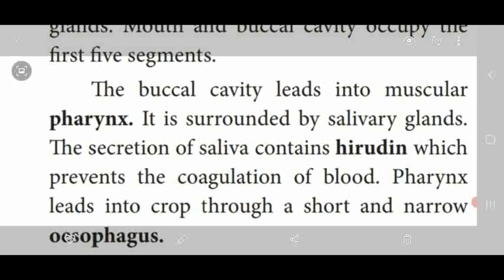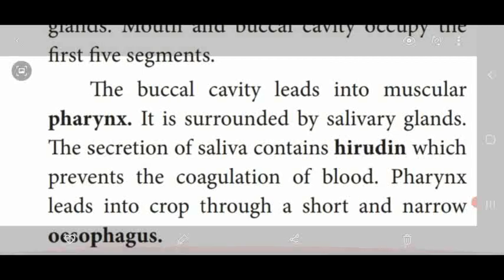That means blood circulation takes place inside the body while the leech is sucking blood. When it sucks blood from the other animal's body, at that time it does not allow the blood to clot in the other animal's body. That is called coagulation of blood.